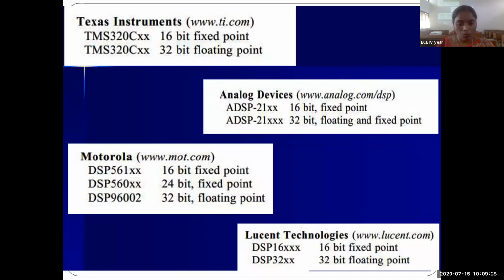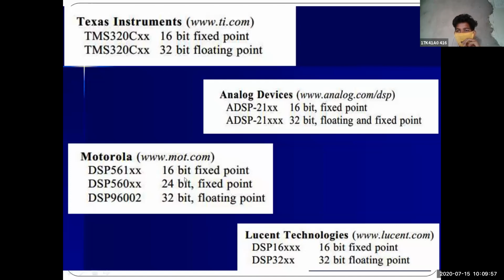Even in your microprocessor lab, you are entering only keyboard characters, right? A, B, C. That value is converted into a hexadecimal value by the internal process, the assembler. Is it okay? So these processors, suppose you take TMS 320CXX, support only 16-bit fixed point. And one more series is there, that is 32-bit floating point. Similarly, Analog Devices, one more company, supports 16-bit floating as well as 32-bit fixed point and floating point.